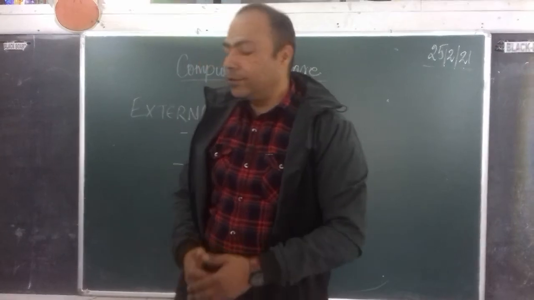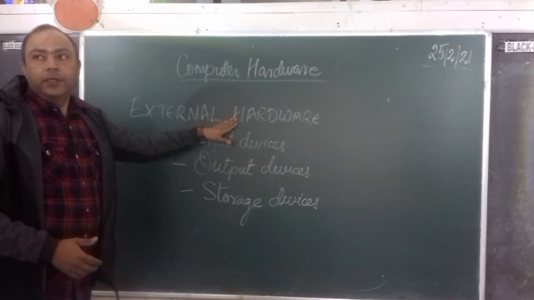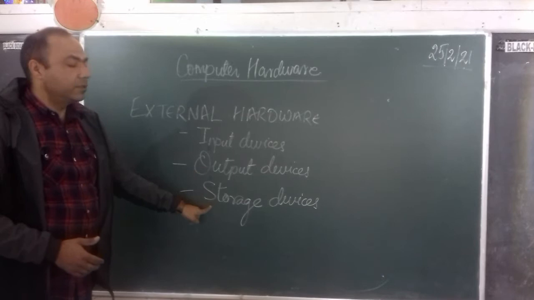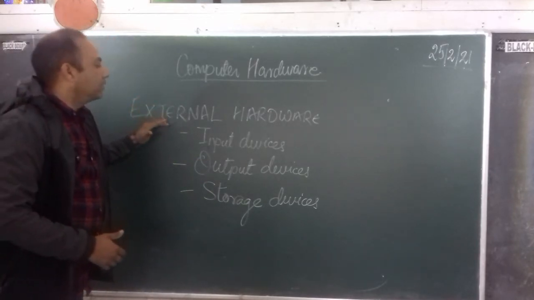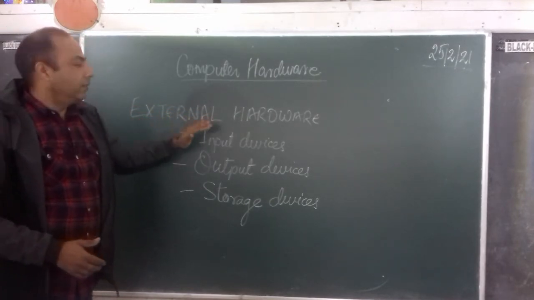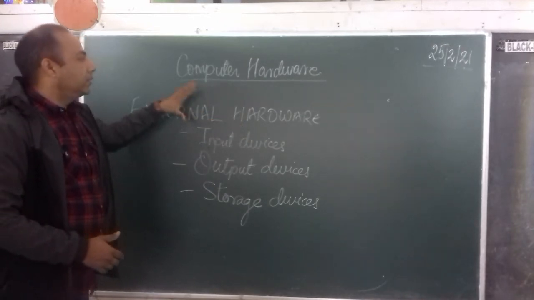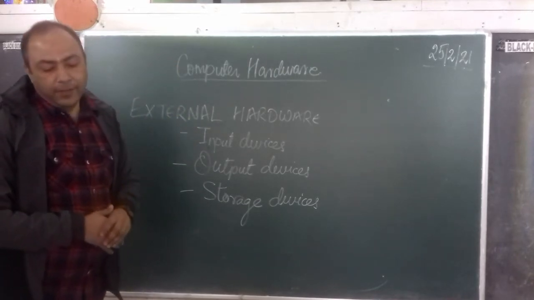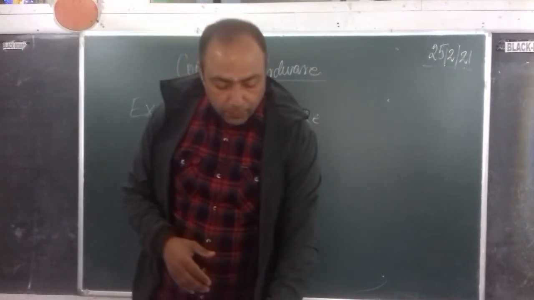Now today we will be discussing the external hardware of the computers. External hardware can be classified into input devices, output devices, and storage devices. The name external means the peripheral devices which are connected to the computer, outside the CPU, are called external devices or external hardware. Whatever is inside the CPU, housed in the motherboard, is the internal hardware.